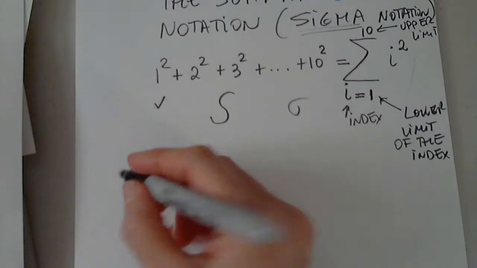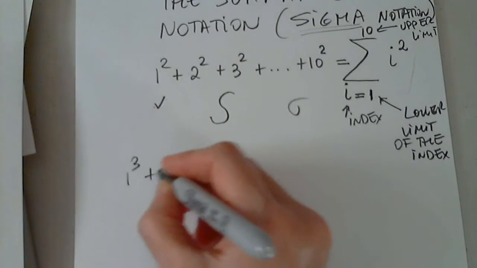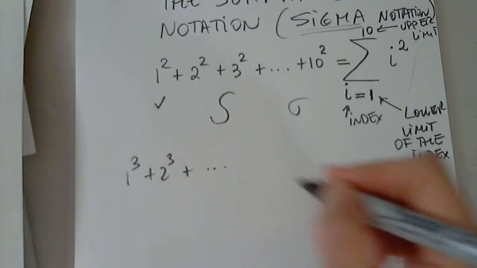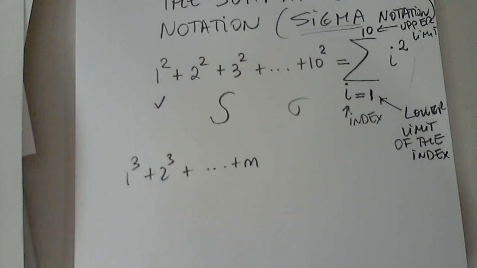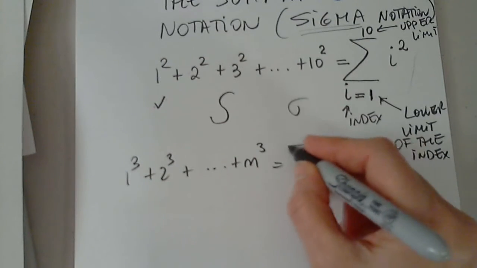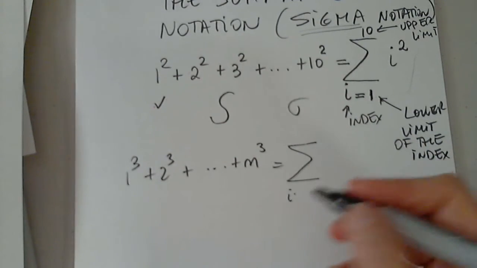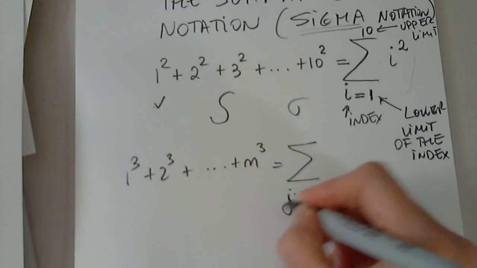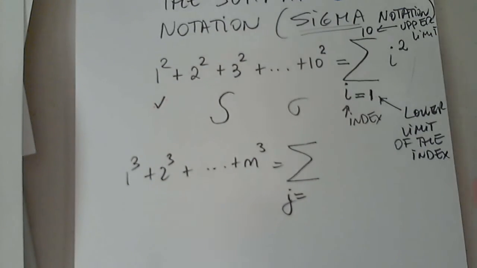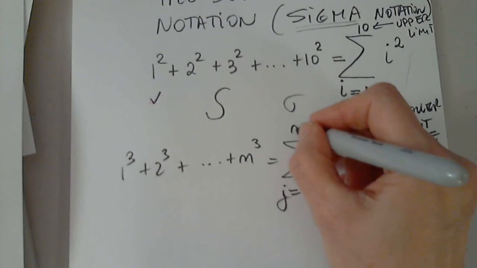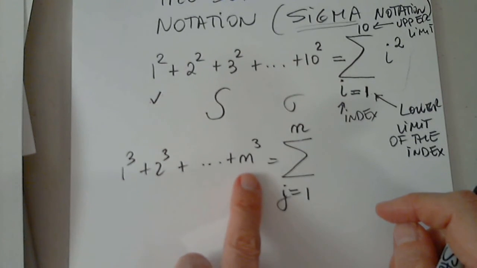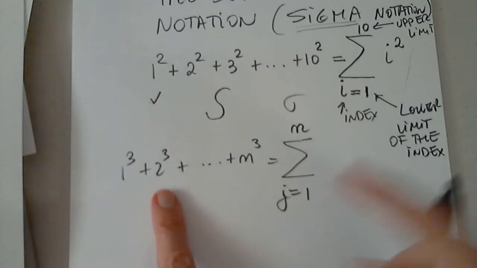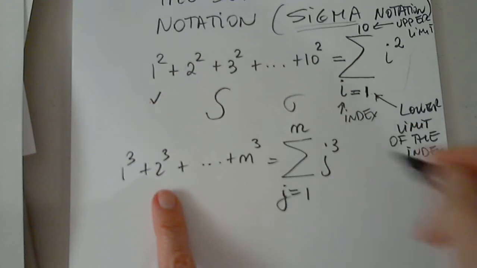Now I could have something like, for example, let's say 1 cubed plus 2 cubed plus, let's say, plus n cubed. Well, that is going to be i. You can use i, j, or k. Let's use j this time for index. From 1 to n. It starts with 1 and goes sequentially till n, from j being 1. So this will be j to the 3rd.